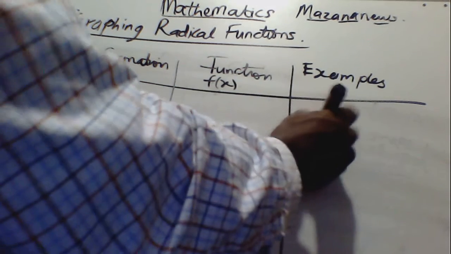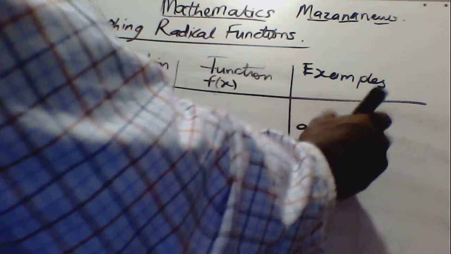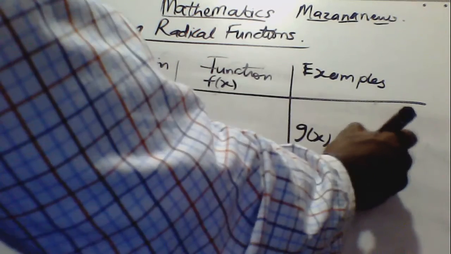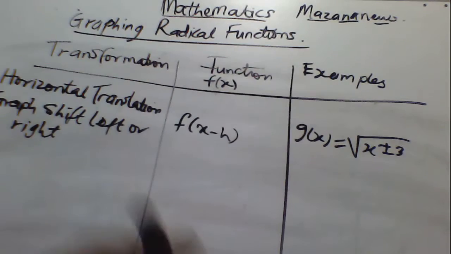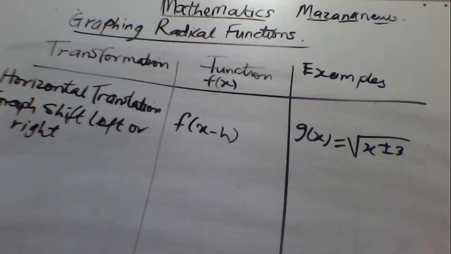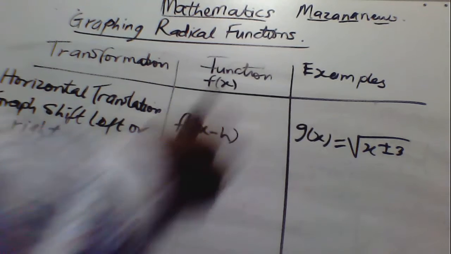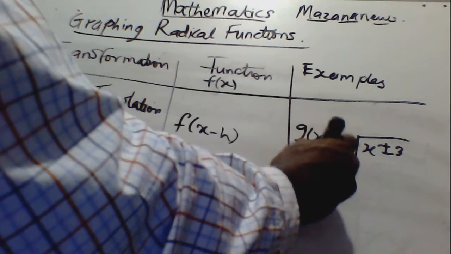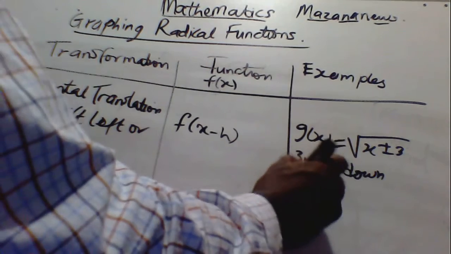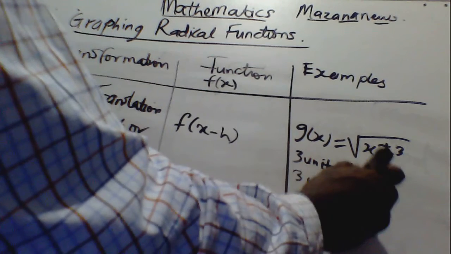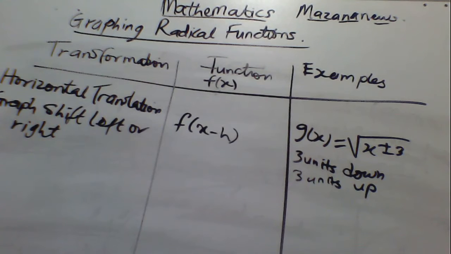So g of x is equal to the square root of x plus or minus 3. So from here you have 3 units down, or 3 units up. So when you are 3 units down or 3 units up.